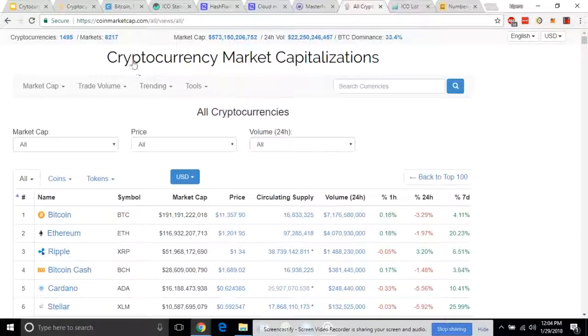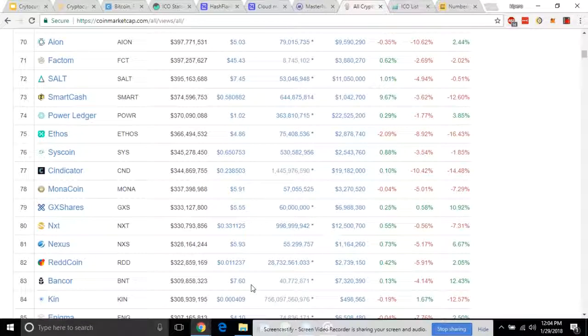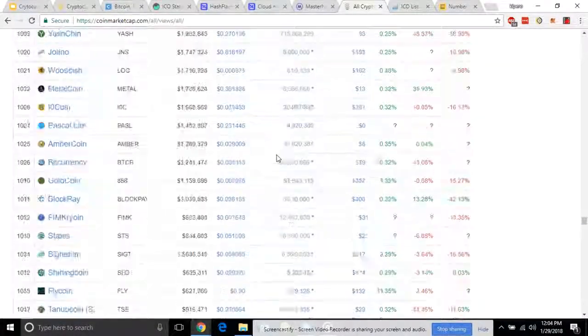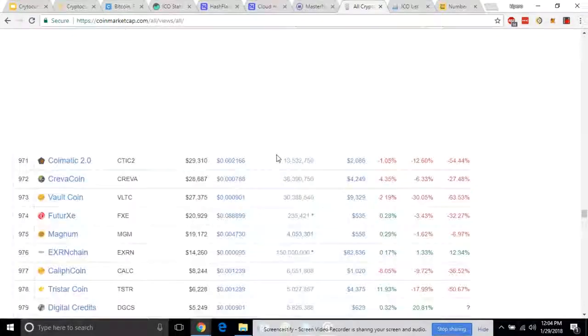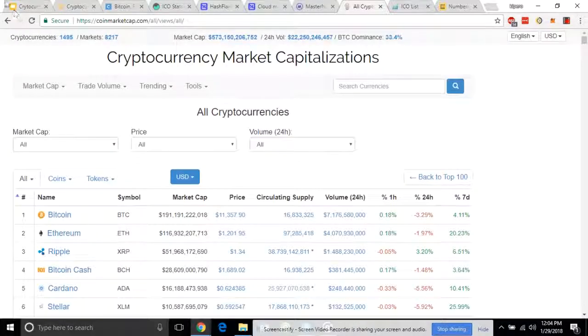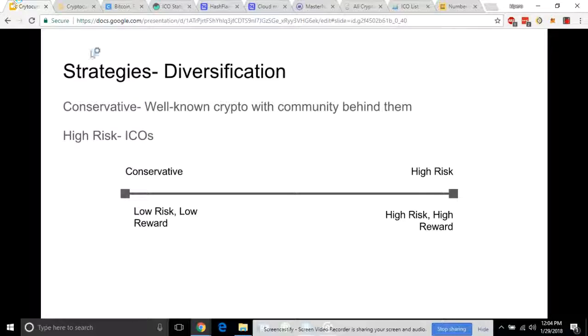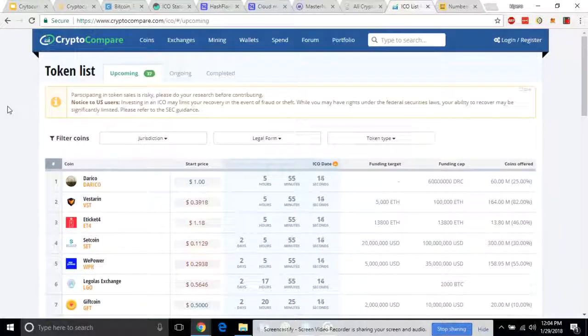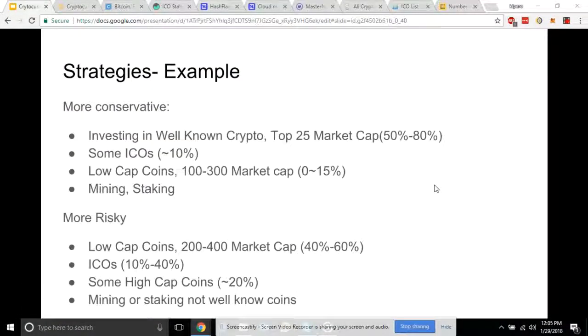This website basically keeps track of every coin that is on the market. Anything lower than a 400 place according to market capitalization is very, very risky, and I wouldn't recommend it because either those coins are already dead or they don't have enough support by the community behind them. The other high risk investment is obviously buying an ICO. You can check out upcoming ICOs here. So here are just examples of those two strategies.